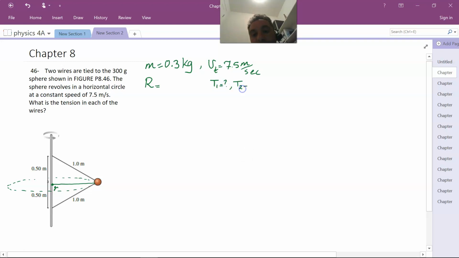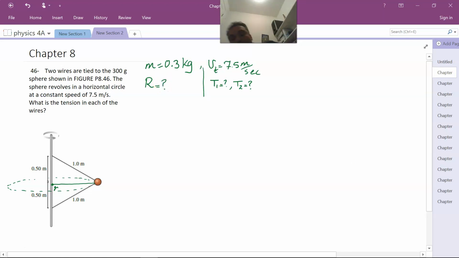So guys, it doesn't say the tension is equal, because we have two strings, the top one and the bottom one. We have to have two tensions. That's why one I call T1, one I call T2. Then it asks, what is the tension on each? Okay, so I don't have the radius.